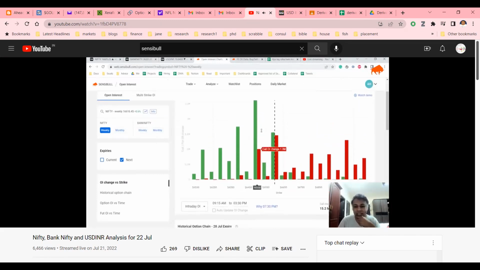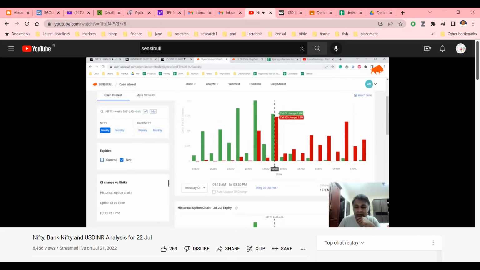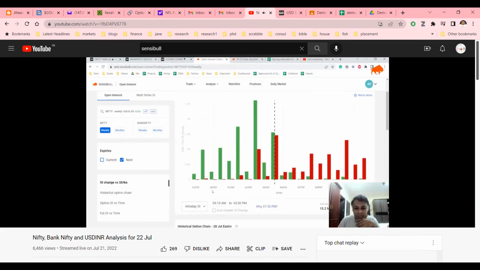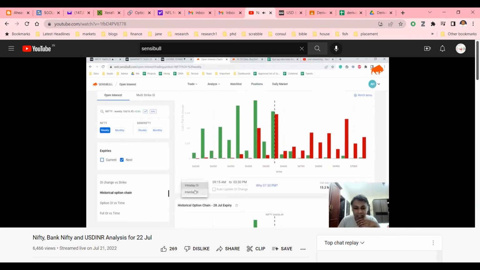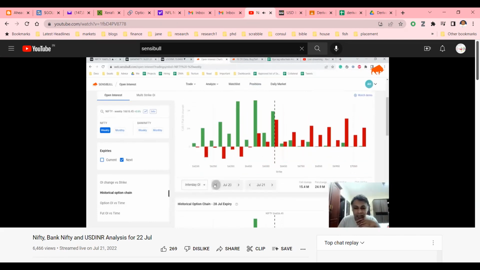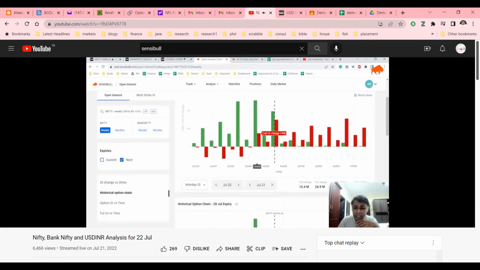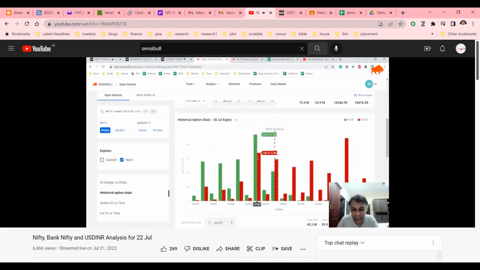28th July expiry, which is a monthly expiry, has an equal number of calls and puts at 16,600. However, there are humongous puts at 16,500, some calls at 16,600, a lot of puts at 16,500, and a bullish open interest ratio of 1.3. So I would say that it is likely that we'll see upward momentum. Also, if you look at the last few days, 16,500 has witnessed a lot of call writing.